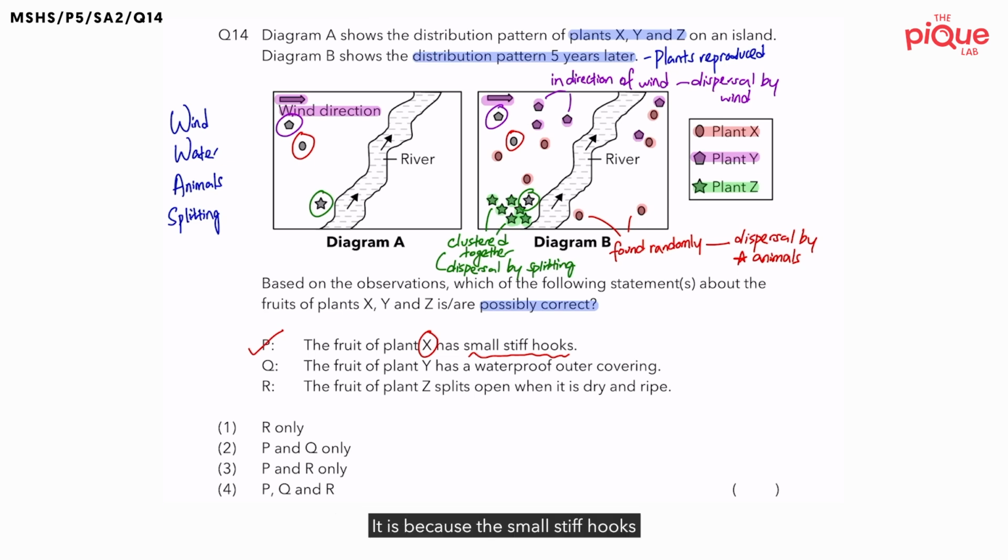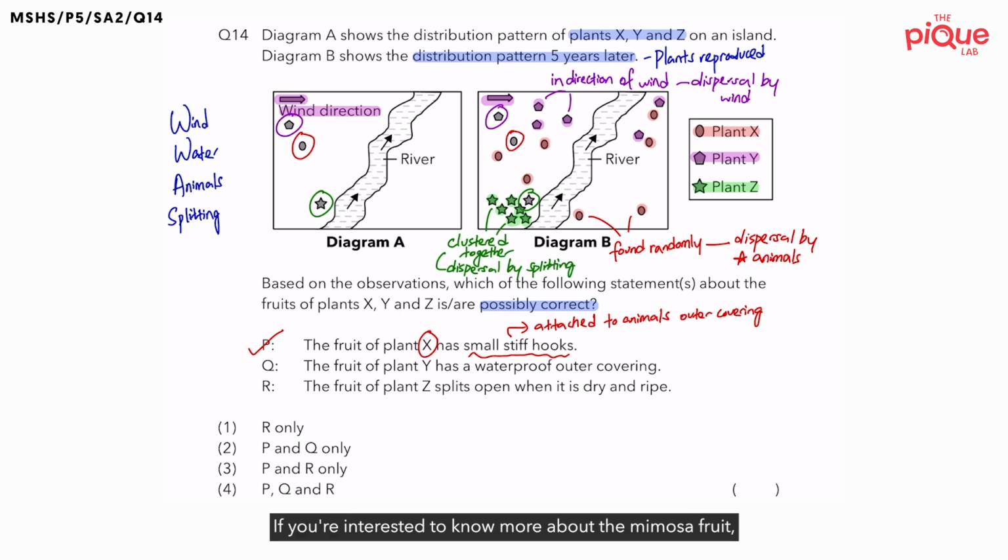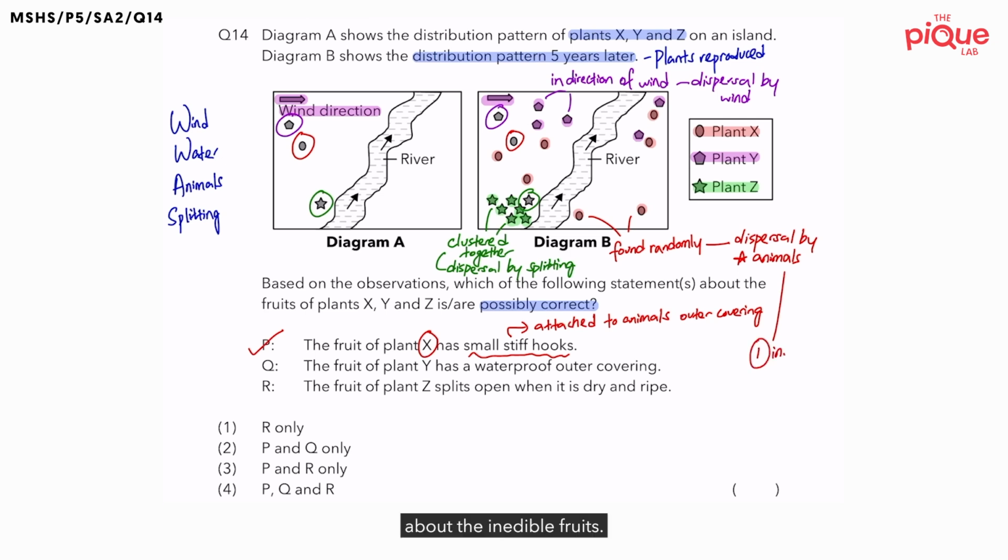It is because the small stiff hooks allow the fruits of plant X to be attached to the outer covering of animals. And this allows the fruits to be carried away from the parent plant as the animal moves around. An example is a mimosa fruit. If you're interested to know more about the mimosa fruit, you can always Google it at home. In fact, this is only one type of fruits that are dispersed by animals. And so far, we've only been talking about the inedible fruits.